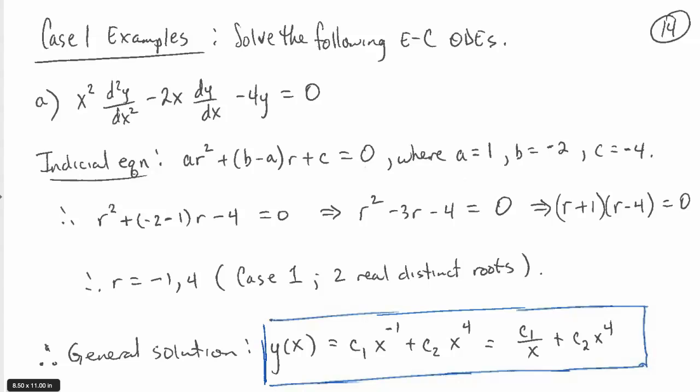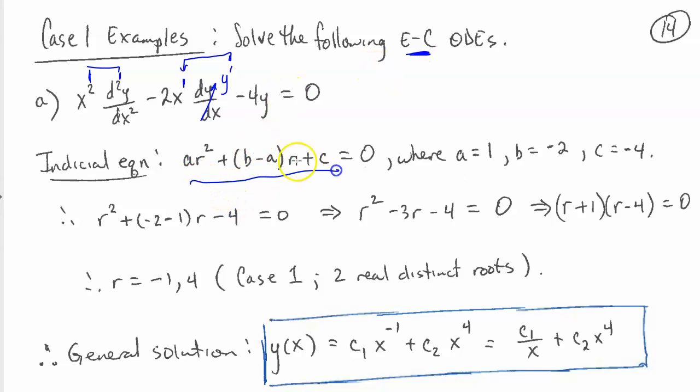So for the case 1 examples, the first thing we want to check is that we actually do have a second order Euler-Cauchy. Notice that we have the equidimensional thing happening here. This is an understood 1. This is the same as y prime. So we have the equidimensional thing happening here. And of course, we have no derivative here, so this number is like having something times x raised to the 0 power. So we know this fits the bill for a second order Euler-Cauchy.